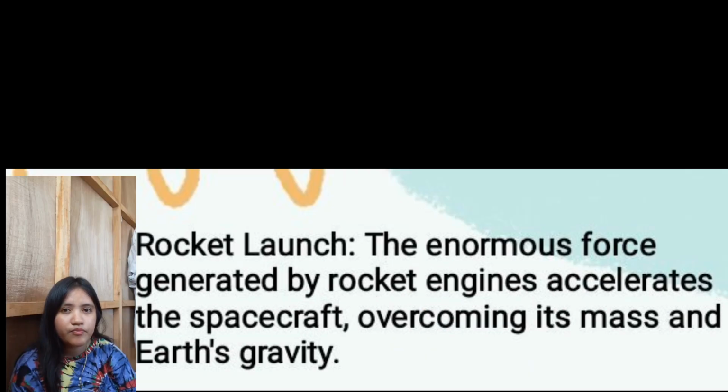Last nga example, rocket launch. The enormous force generated by rocket engines accelerates the spacecraft, overcoming its mass and Earth's gravity. Explanation. Ang daghan nga puwersa or force nga gihimo sa makina sa rocket maoy mopalihok sa spacecraft aron malapasan niya ang gibug-aton ug ang gravity sa Earth.